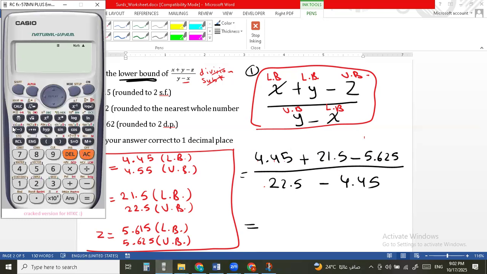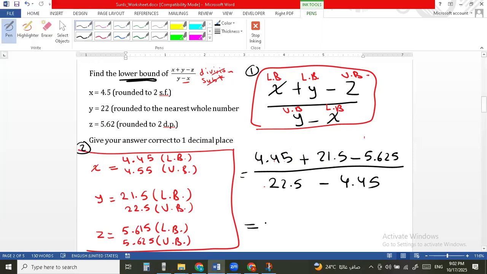Let's do it. Here we go, the fraction. In the numerator, 4.45 plus 21.5 minus 5.625, all over 22.5 minus 4.45, equals SD. It gave you this, but you wanted your answer corrected to one decimal place, so it is 1.1. So the answer is 1.1. That is it.